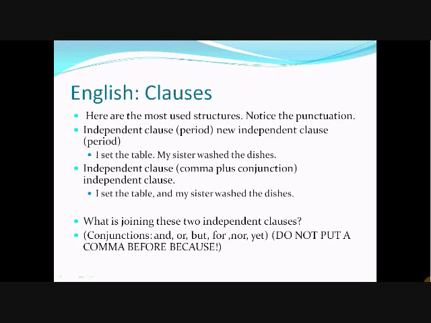So here are the most used structures that they'll test you on, and you want to notice the punctuation. An independent clause, period, then a new independent clause. I set the table, my sister washed the dishes. Then you have an independent clause, a comma plus a conjunction, and another independent clause. I set the table, comma, the conjunction is and, my sister washed the dishes. My sister washed the dishes and I set the table are both independent clauses. So what is joining these two independent clauses? A conjunction, the word and, but other conjunctions are or, but, for, nor, yet. You do not put a comma before because.